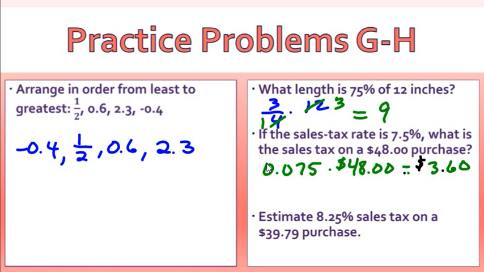Then estimate the sales tax for 8.25% on a $39.79 purchase. We would estimate 8.25 as about 8%, so 0.08, and $39.79 is about $40. So 0.08 times 40 would give you an estimate of $3.20.